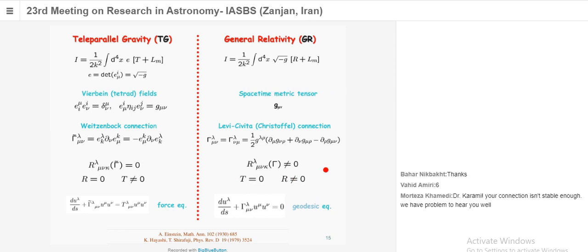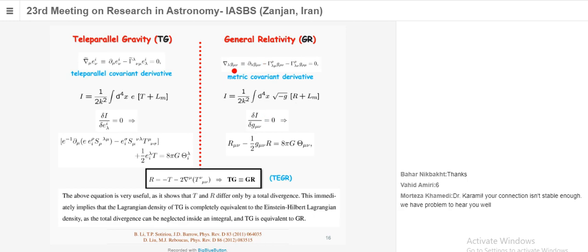Another difference between GR and TG concerns the geodesic equation. In general relativity, we have a geodesic equation, but in contrast, in TG, we have a force equation. In GR, gravity is described by curvature, but in teleparallel gravity, gravity is described by torsion, that is, the torsion which appears on the right-hand side of the force equation.